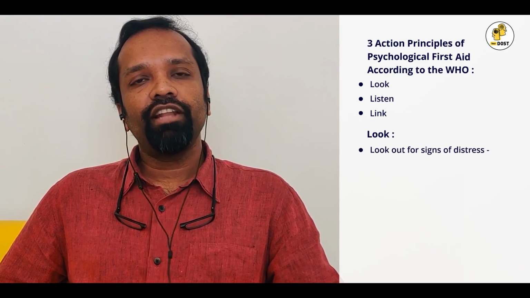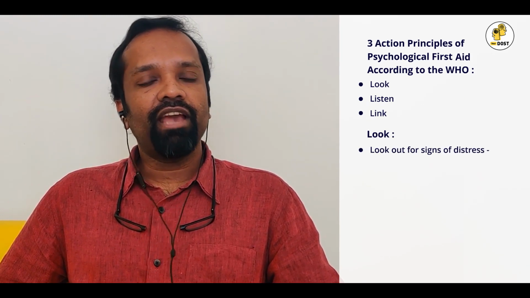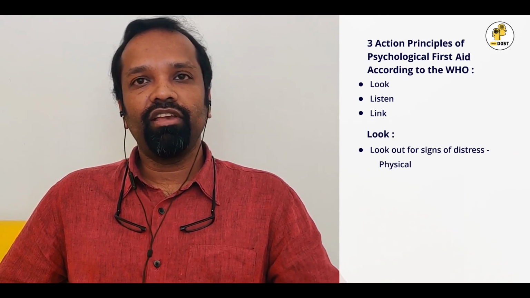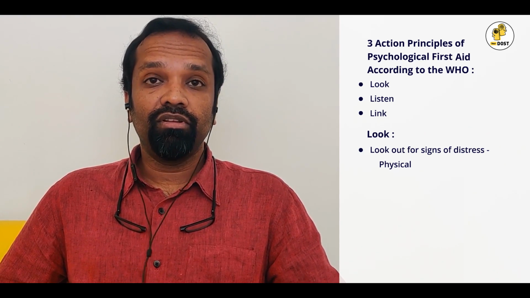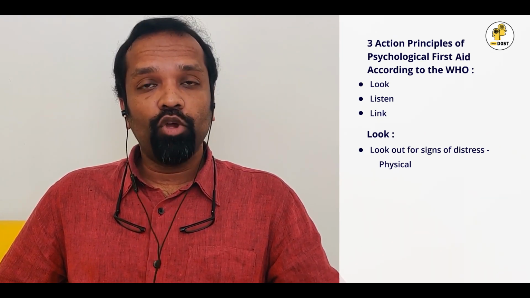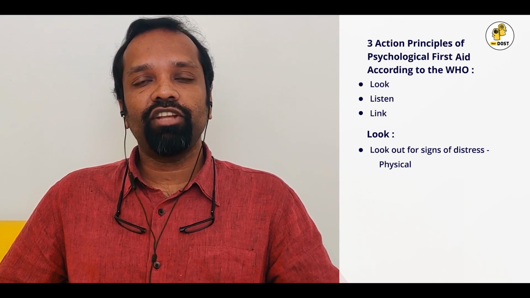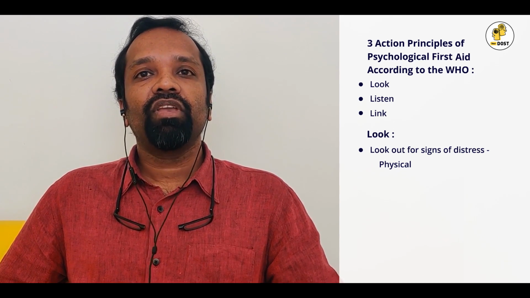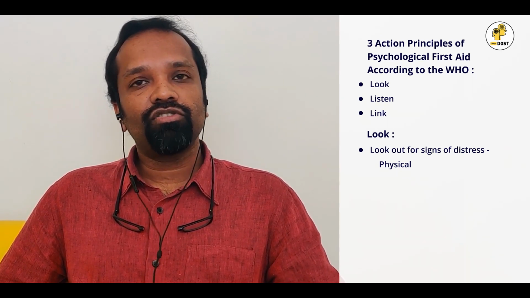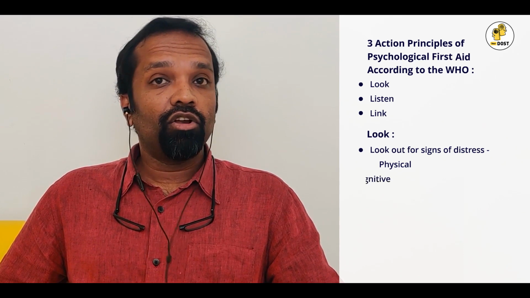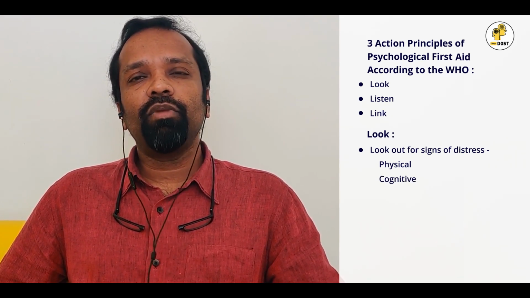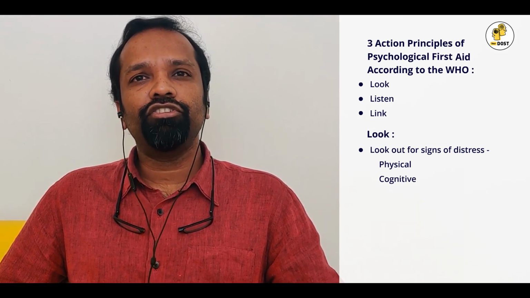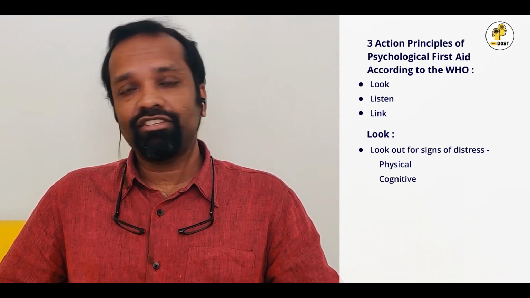Let's start with the first one, look. Look for signs of distress in individuals. These can be in the physical domain, say for example, frequently falling sick, visible tiredness, frequent complaints of aches and pains, especially stomach aches, body ache, headache, sudden gain or loss of weight, etc. In the cognitive domain, clear display of difficulty in attention, concentration, memory issues, disorientation, etc.